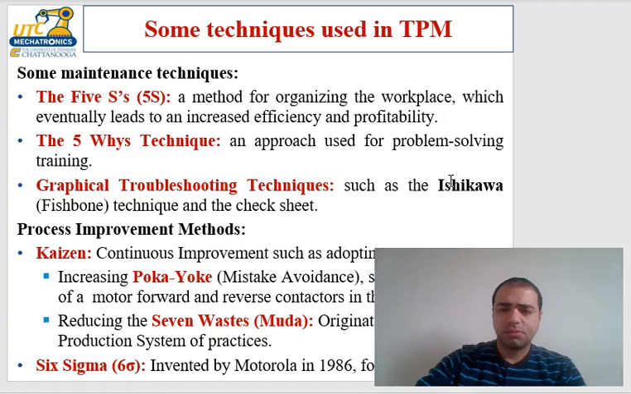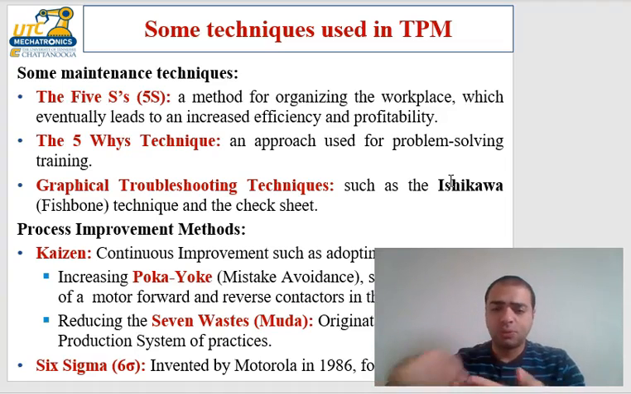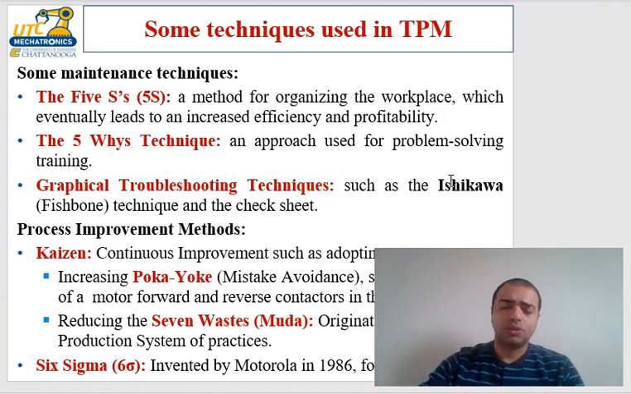The fishbone Ishikawa is a graphical method. Basically, you draw something like a fish, and then you find, for example, a problem. You have a problem here. What can be the possibilities that cause the problem? There's also the check sheet, for example. So there are actually many troubleshooting techniques, but these are some popular ones. So these are maintenance techniques.